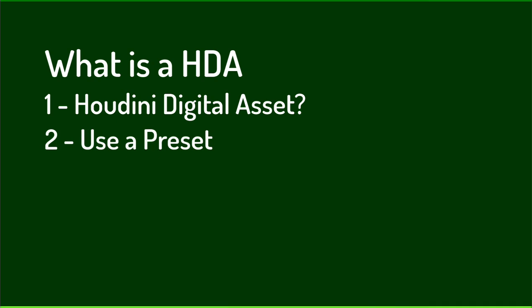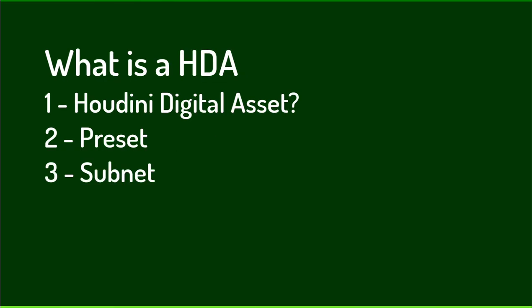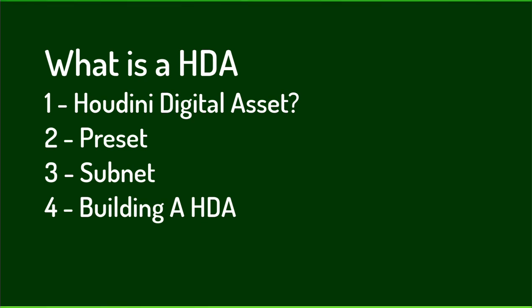Second is just using presets in Houdini, because sometimes a preset can be much more useful than a digital asset for some simple things. Third, I'm going to talk about what a subnet is. And then from a subnet, we build a Houdini digital asset. So those are the 4 things I want to talk about in this video.